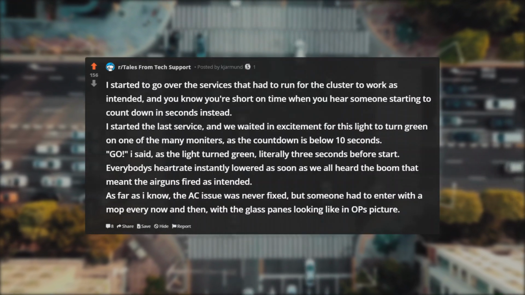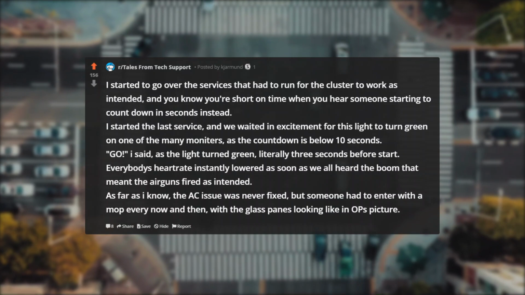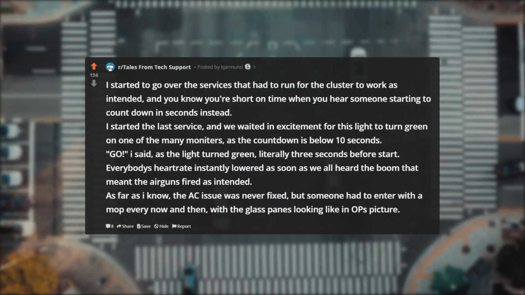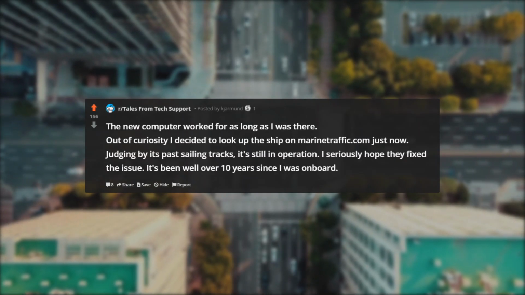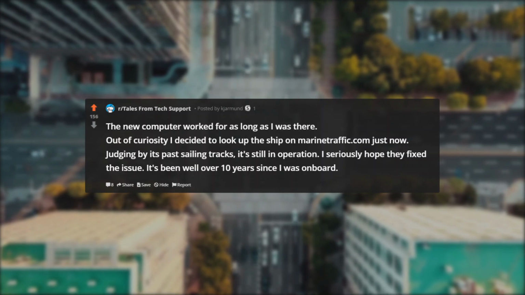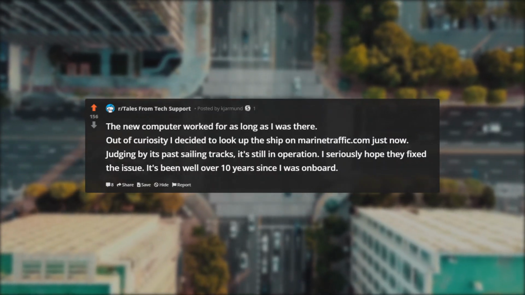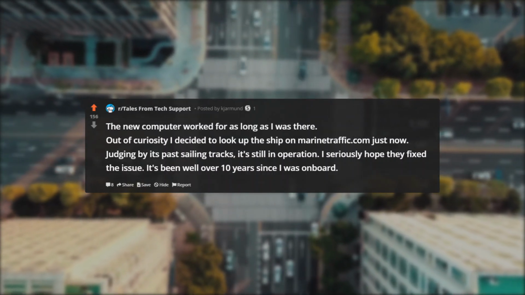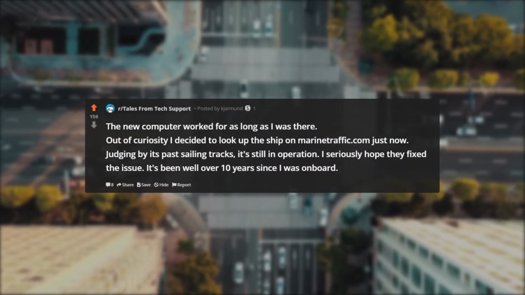As far as I know, the AC issue was never fixed, but someone had to enter with a mop every now and then, with the glass panes looking like OP's picture. The new computer worked for as long as I was there. Out of curiosity, I decided to look up the ship on marinetraffic.com just now. Judging by its past sailing tracks, it's still in operation. I seriously hope they fixed the issue. It's been well over 10 years since I was on board.